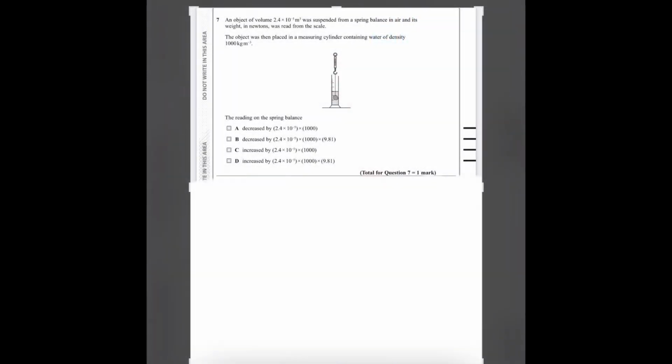Number 7. An object of volume 2.4 × 10^-5 meter cube was suspended from a spring balance, this is the spring balance that we are talking about, in air, and its weight in newtons was read from the scale. So basically the reading on the scale is the weight of the object minus the upthrust. If we draw a free body force diagram, this should be the weight and this should be the upthrust due to the water.